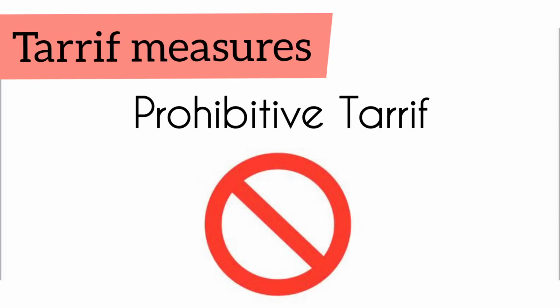Next is prohibitive tariff. Prohibitive tariff is a tariff which is set so high that the imports cannot enter at all. So high a rate of tariff that you want to stop the imports coming into your country. If you keep a tax like that or a custom like that, then that will be known as a prohibitive tariff. It prohibits other countries from importing into your country.